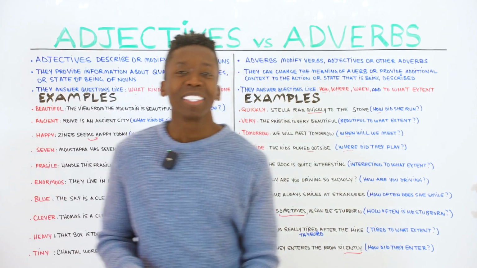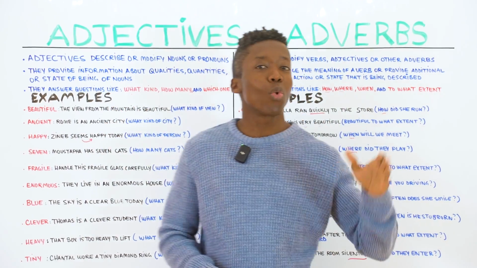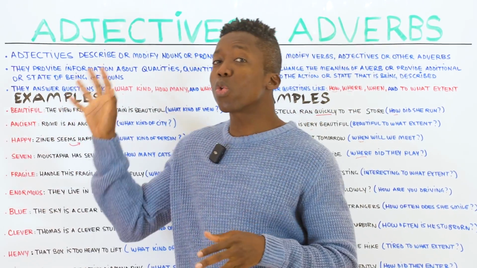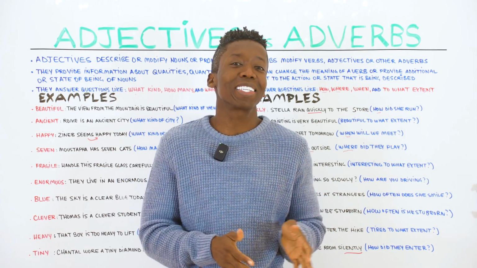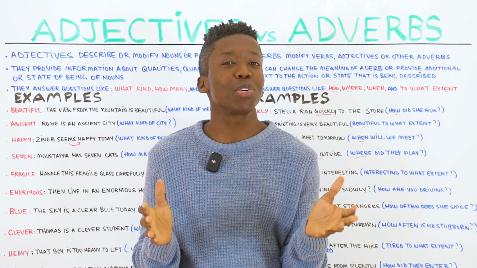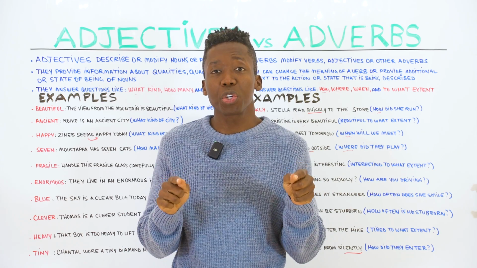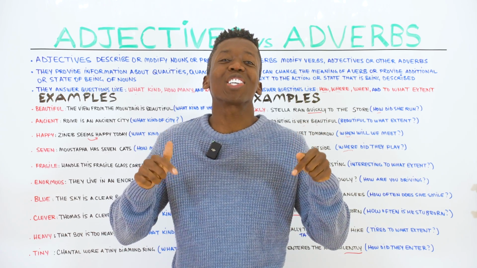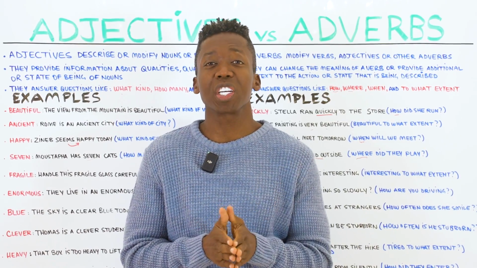All right, everybody. Now you understand exactly what an adjective is, what an adverb is, what questions they answer, and most importantly, where in the sentence to place them. So next time you know exactly how to use an adjective and how to use an adverb. What I want you guys to do is to write sentences in the comments for me. Write sentences in the comments.